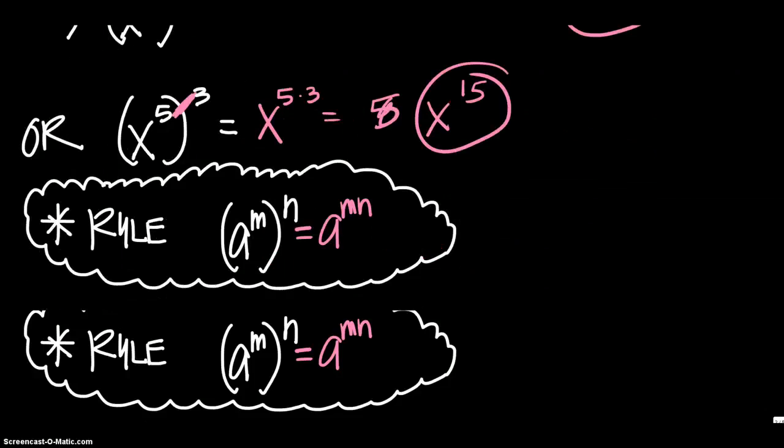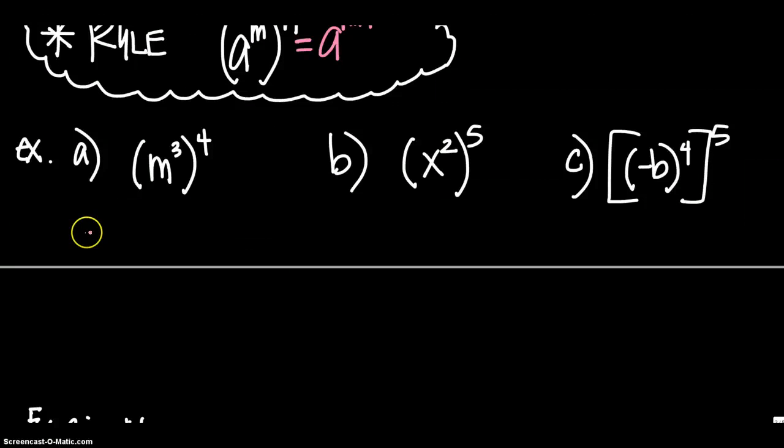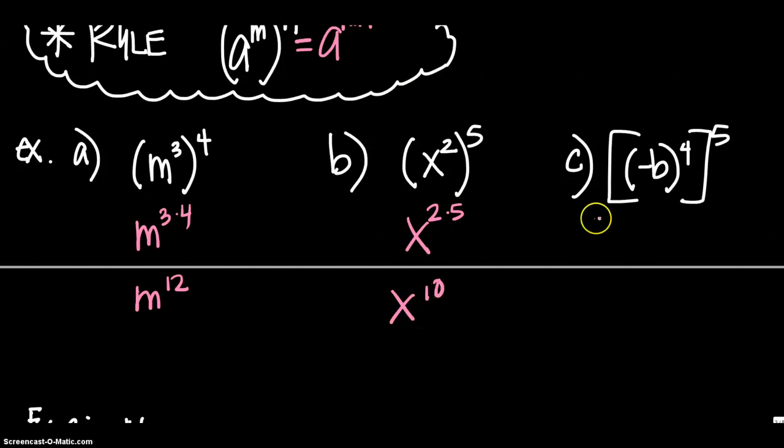So here we go with some more examples. M to the 3 to the 4. M to the 3 times 4, which is m to the 12th. Next one, x to the 2 to the 5. So, x to the 2 times 5, x to the 10th.